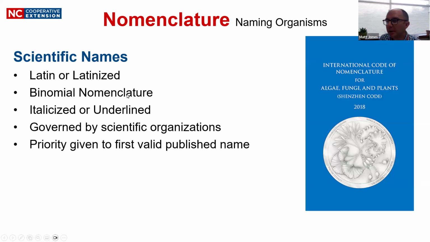the official name of the organism needs to be traced back to a type specimen in the herbarium, and the valid name is based off the first published version of that name.